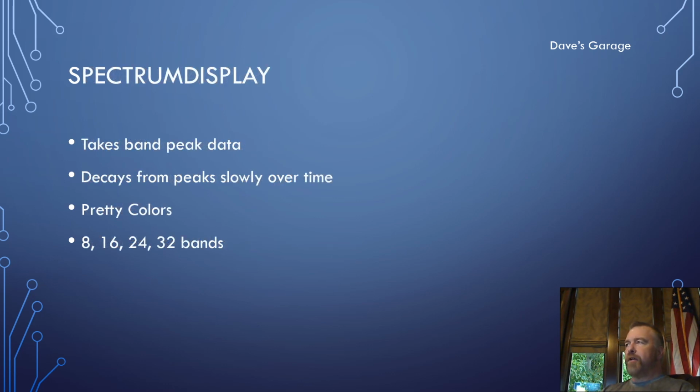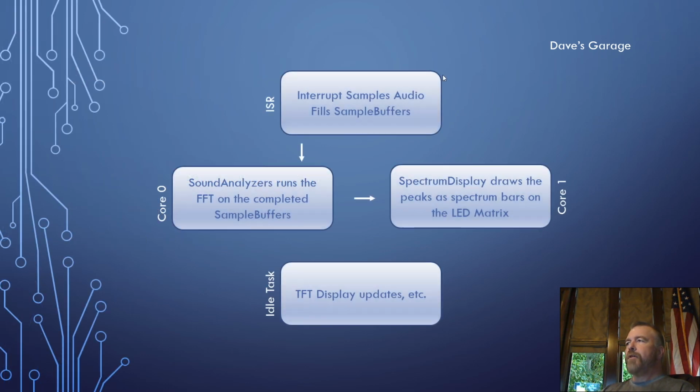The spectrum display knows nothing about music or audio or math. It just knows how to draw the band peaks that come out of the FFT in the sound analyzer. As the sound analyzer produces packets of these completed peaks, it draws the bars and the little white highlights and then slowly decays the bars and does everything else that's related to the visuals of the display. And so here are your 4 conceptual pieces arranged on screen. The interrupt service routine, or ISR, samples the audio and fills sample buffers that are passed to the sound analyzer, which produces a set of band peaks for the spectrum display to render. Whatever idle cycles are left over are used by a little TFT display to display some status and statistics to the user or developer.